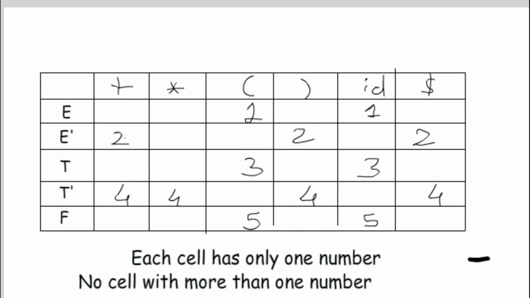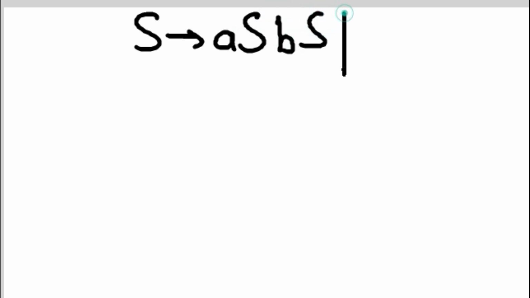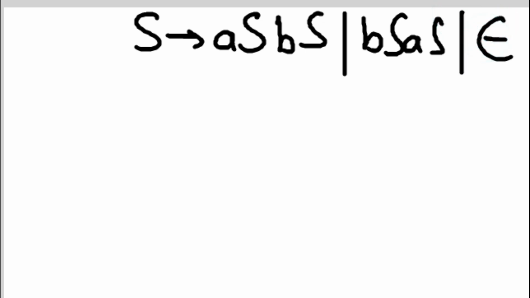So what is the answer of this? The given grammar is LL1 grammar. Because the question is, we have to check whether the given grammar is LL1 or not. So the given grammar was LL1. Now, this is the next question. S tends to A S B S or B S A S or epsilon. So this is the given question.